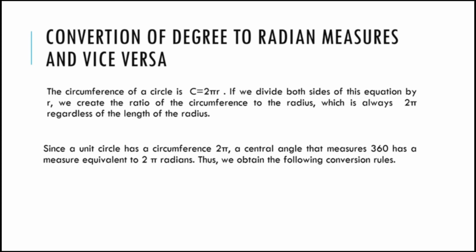The circumference of a circle is C equals 2 pi r. If we divide both sides of this equation by r, we create the ratio of the circumference to the radius, which is always 2 pi, regardless of the length of the radius. Since a unit circle has a circumference of 2 pi, a central angle that measures 360 degrees has a measure equivalent to 2 pi radians. Thus, we obtain the following conversion rules.